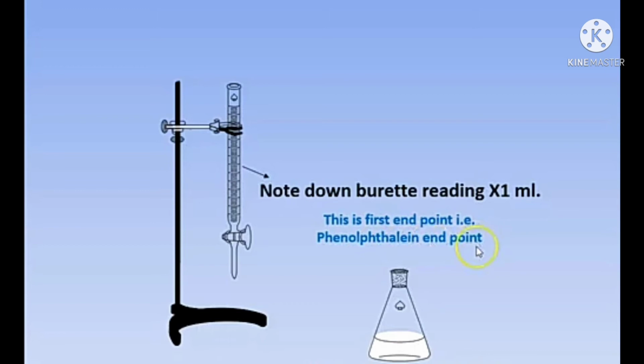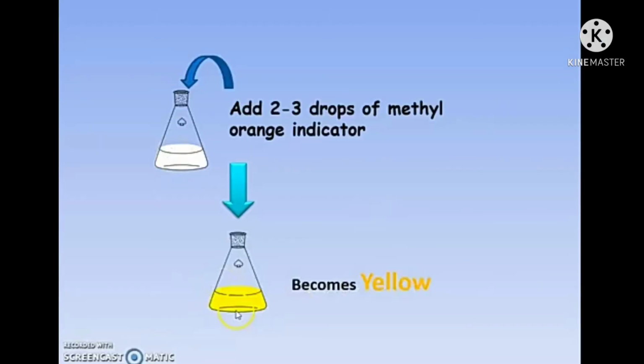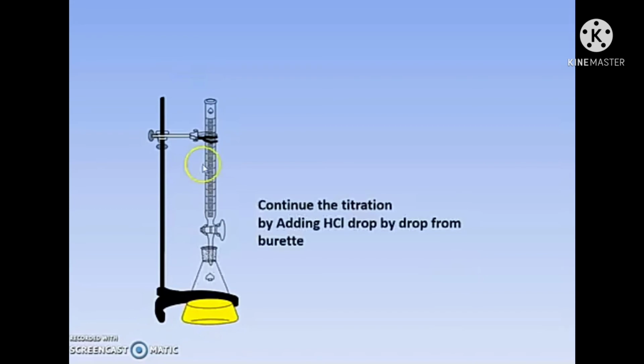that is also called phenolphthalein endpoint. To that colorless solution, you have to add 2 to 3 drops of methyl orange indicator. Now when you add methyl orange indicator in this solution, because some basic ions are present in that water, it becomes yellow. So whatever that yellow color solution is there, you have to titrate it again by continuing the titration from where we left last time. Continue the titration by adding HCl drop by drop from burette again.